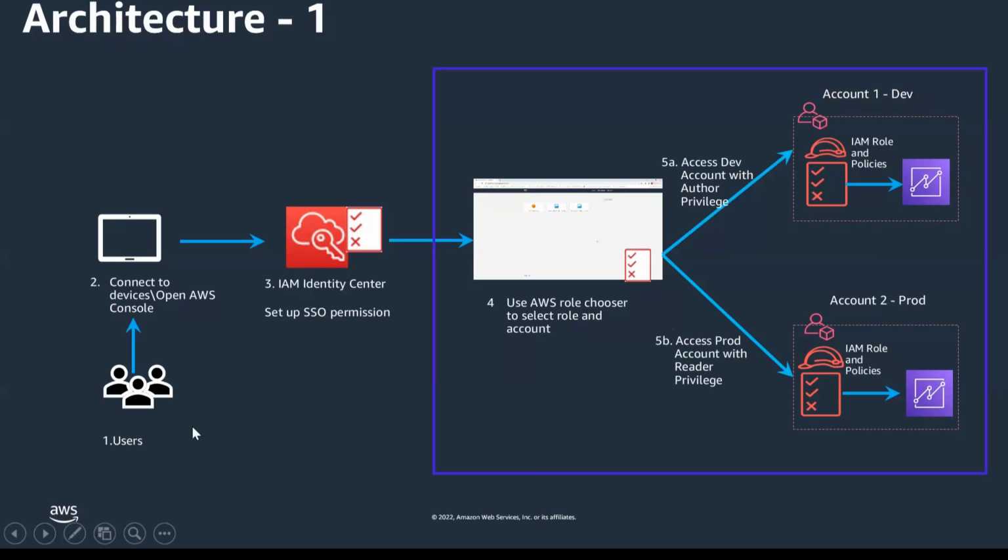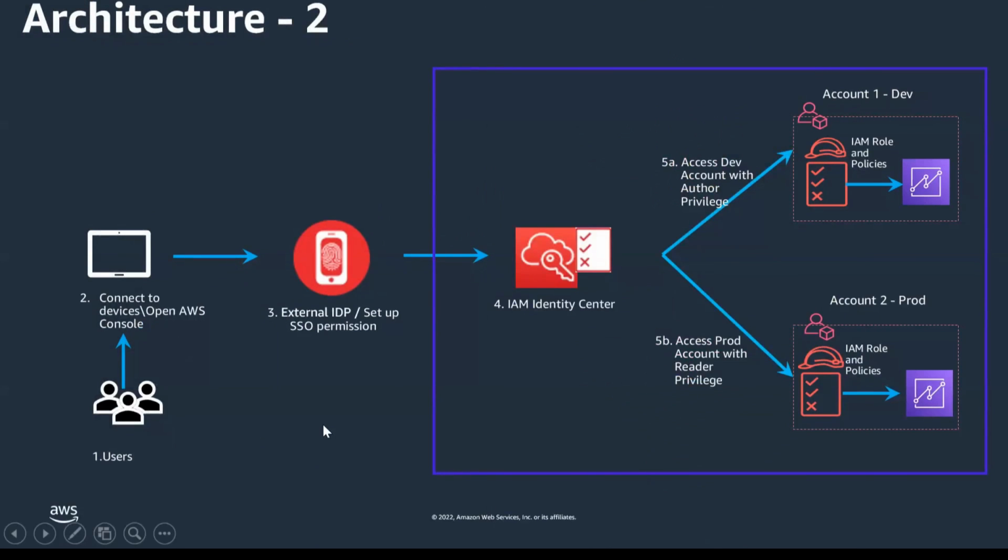Moving on to architecture 2, this is what we're going to try in our session today. In this case, the only difference is the user gets first authenticated through an external identity provider. And for the demo today, as I mentioned, it is going to be Okta. From there, the user lands in IAM Identity Center, where they can pick any of the AWS accounts or external apps that have been integrated into IAM Identity Center.